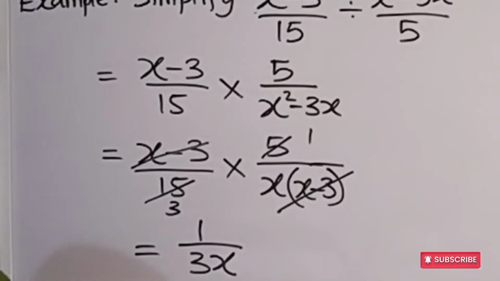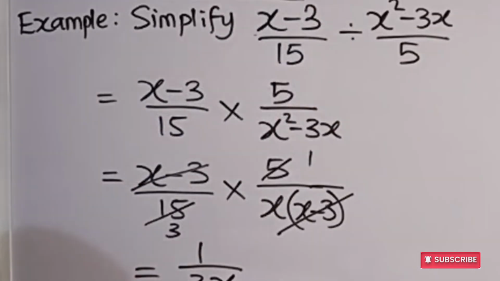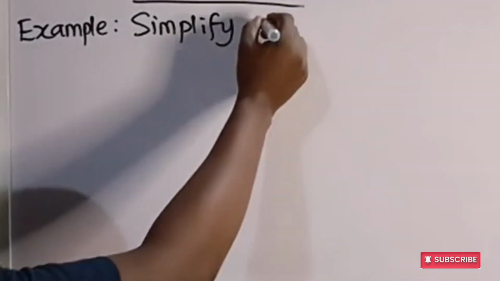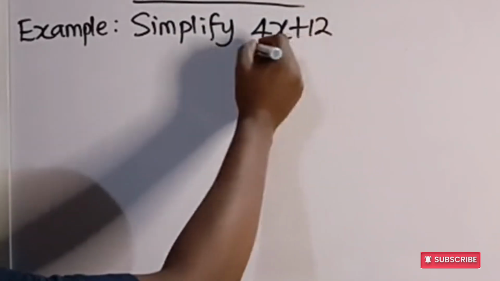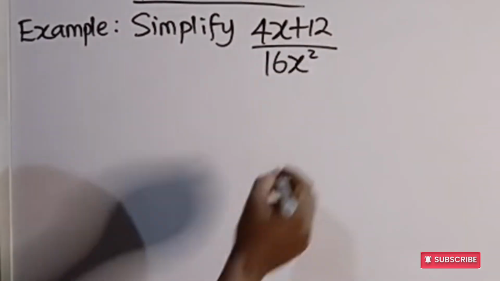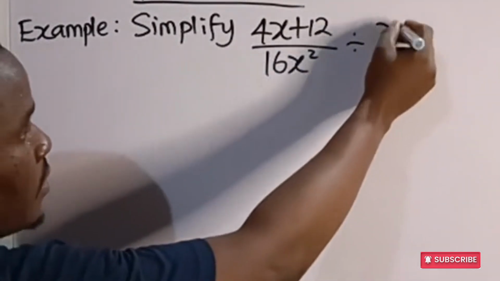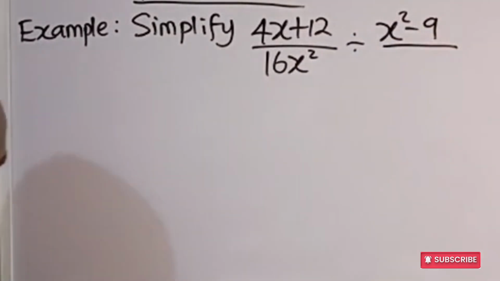And we have been able to simplify this algebraic expression. Let's try the last example. So we have (4x plus 12) all over 16x squared, divided by (x squared minus 9) all over (x squared minus x minus 6).